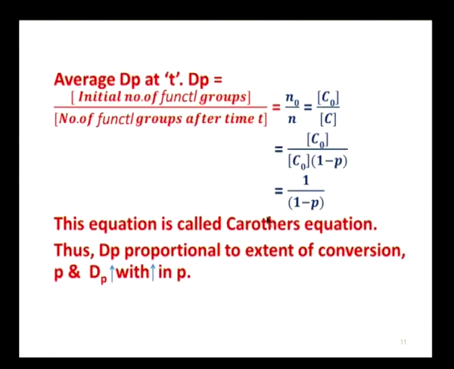And this is a very famous equation, and this equation is called the Carothers equation. The Carothers equation is for polycondensation processes, and thus the degree of polymerization is proportional to the extent of conversion P, and hence it increases with the increase in the P value. Since this comes in the denominator with a negative sign, we can say that the degree of polymerization increases with the increase in the extent of conversion, that is your P value.